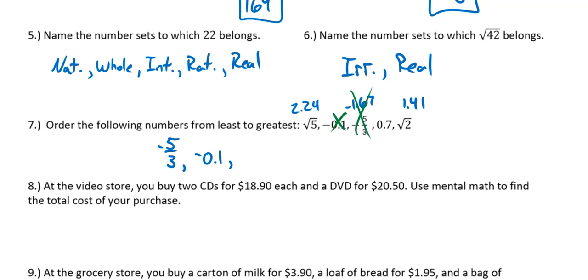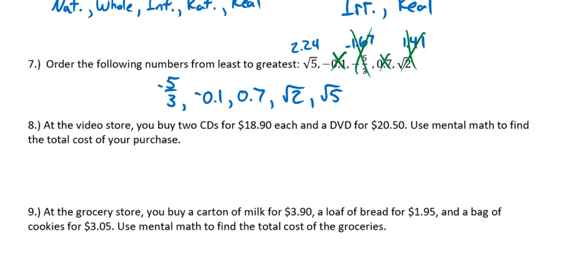As I look at these positive values, the smallest one is the 0.7. Next is the 1.41, which is actually the square root of 2. And then last, the biggest of these is the 2.24, which is the square root of 5. And that's it. Now they're in order from least to greatest. And again, I'm able to do that by putting them all in the same format first. Okay?